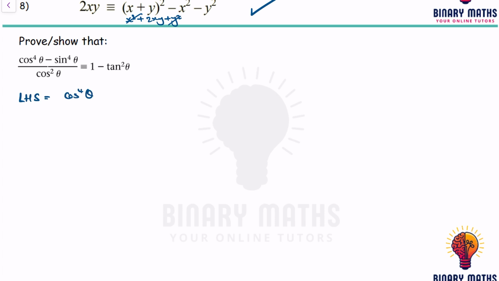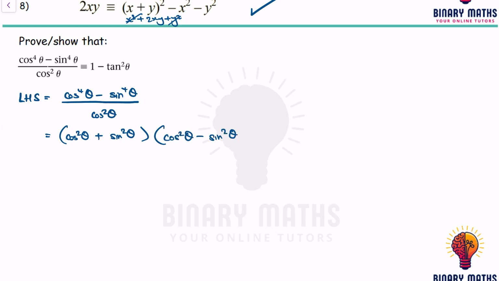Cos to the power 4 theta minus sine to the power 4 theta all over cos squared theta. Now I know it's a difference of squares. Cos to the power 4 theta is a square number. So it's the same thing as cos squared theta plus sine squared theta times cos squared theta minus sine squared theta, all over cos squared theta.